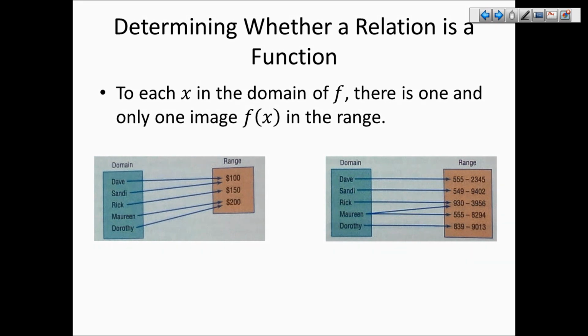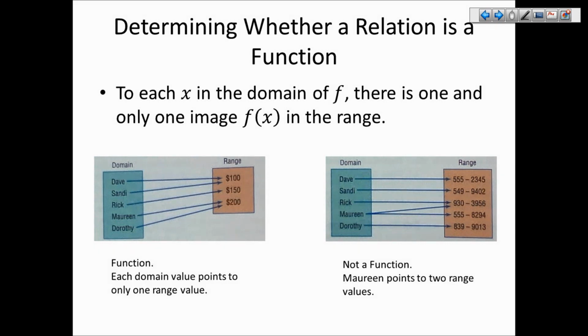So if we look at a couple of mapping diagrams from our textbook, in the first mapping diagram on the left, we see only one arrow coming from each domain value. But in the second mapping diagram, we see two arrows coming off of the domain value Maureen. That means that this relation cannot be a function. We can only have one range value created by every single domain value. So it's that double arrow that stops it from being a function.